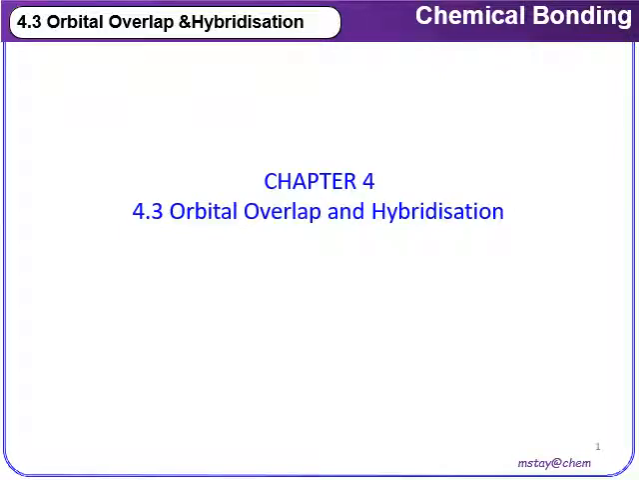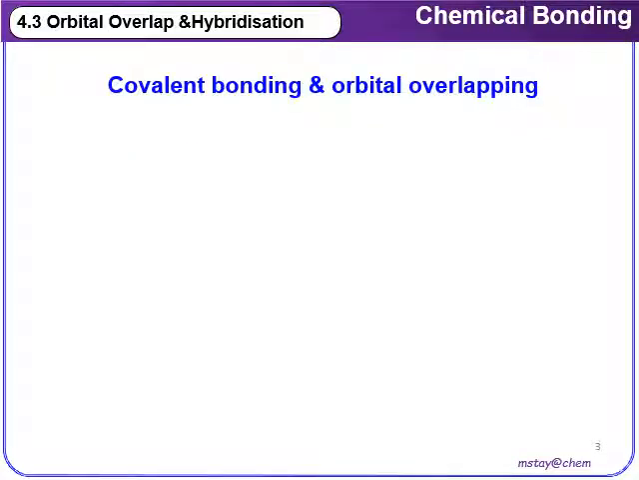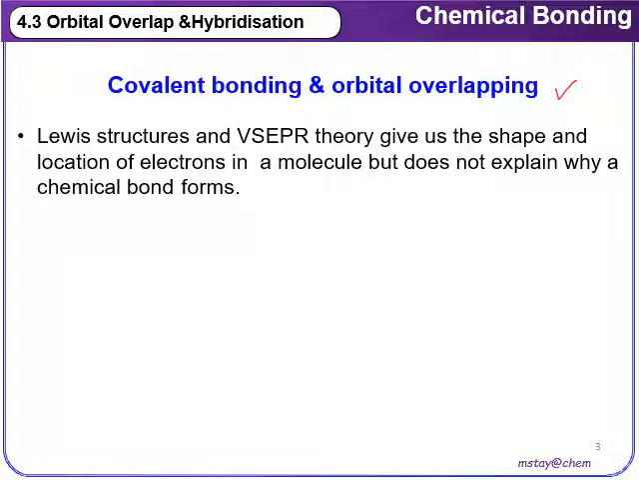Hi, welcome back. Let's continue with chapter 4.3, orbital overlap and hybridization. In 4.3a, we have to roughly understand the difference between sigma and pi bond, and how the bond can be formed through the overlapping diagram. Okay, let's look at the relation between covalent bond and orbital overlap.